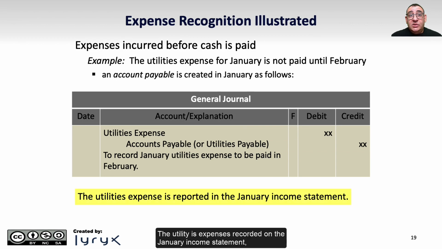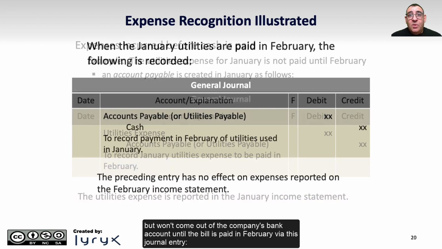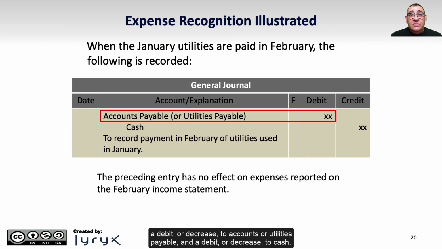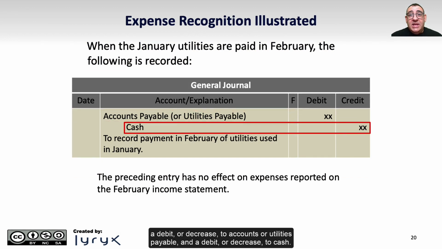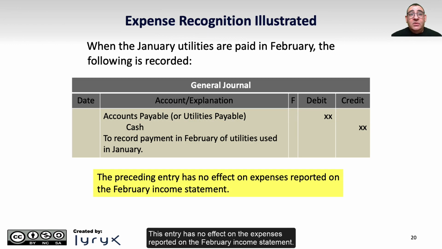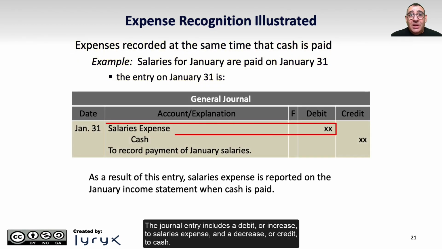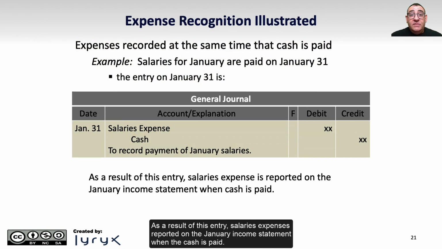The utilities expense is recorded on the January income statement, but won't come out of the company's bank account until the bill is paid in February via this journal entry. A debit or decrease to accounts or utilities payable, and a credit or decrease to cash. This entry has no effect on the expenses reported on the February income statement. Here's another example where salaries for January are paid on January 31st. The journal entry includes a debit or increase to salaries expense and a decrease or credit to cash. As a result of this entry, salaries expense is reported on the January income statement when the cash is paid.